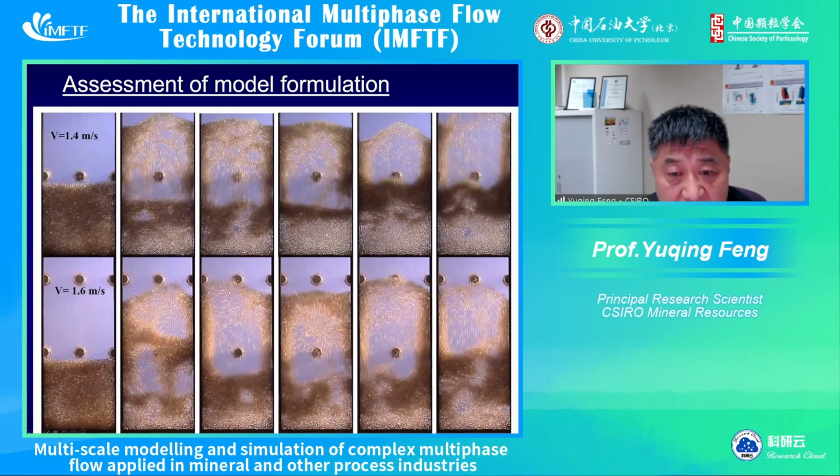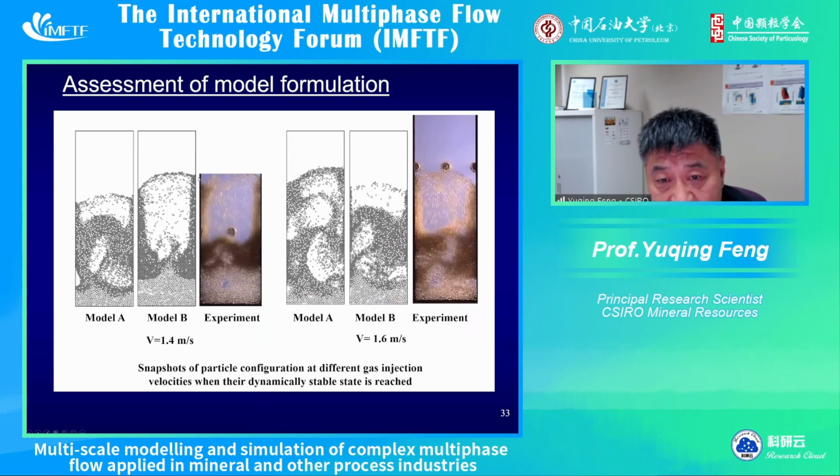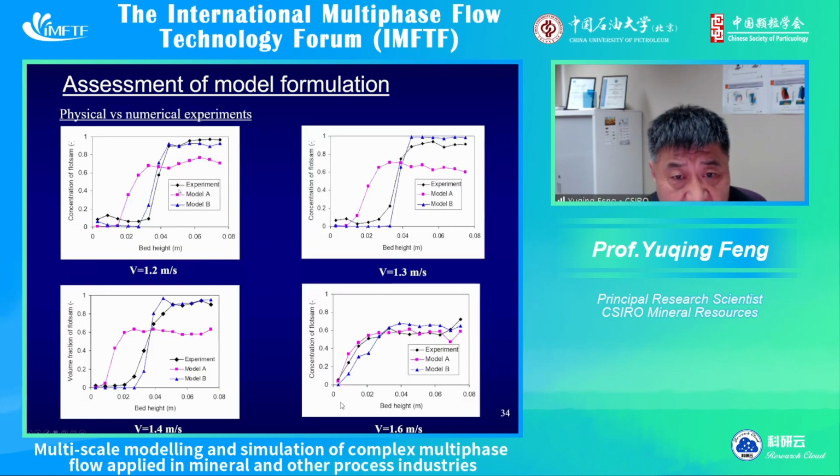Meanwhile, I used the bed freezing method to capture the solids layer by layer, and measured with a sieve to get the weight concentration. We get the concentration profile over the height. You can see the experiment, the black one. Model B gets a closer match to the experiment than Model A, at different velocities. So why do we get such a difference?